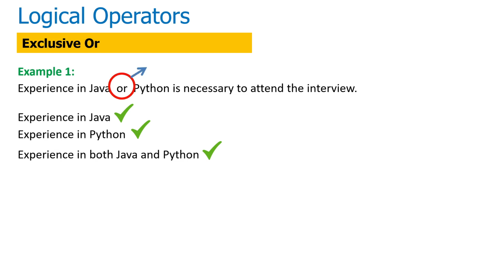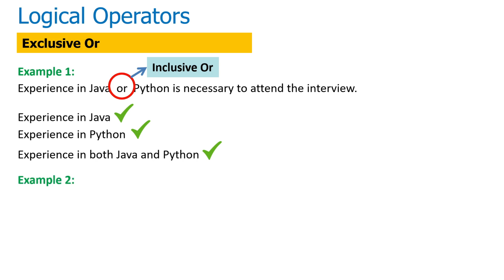That's why the or that is mentioned in this statement is called as an inclusive or, because taking one option will not exclude the other option. Both the options can be included. That's why the or in this statement is called as an inclusive or.